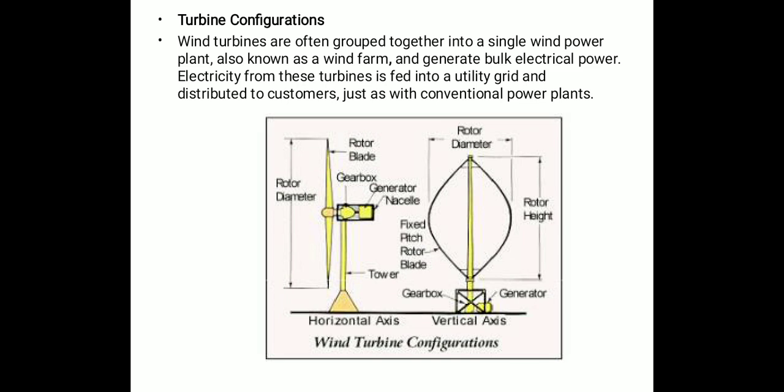Actually, there are two types of wind turbines: horizontal axis wind turbines and vertical axis wind turbines. You can see the rotor position in the horizontal axis wind turbine and the vertical axis wind turbine. For the vertical axis wind turbine, the gearbox is placed at the bottom, and for the horizontal axis wind turbine, the gearbox is placed in the nacelle. The basic difference between the horizontal axis wind turbine and the vertical axis wind turbine.